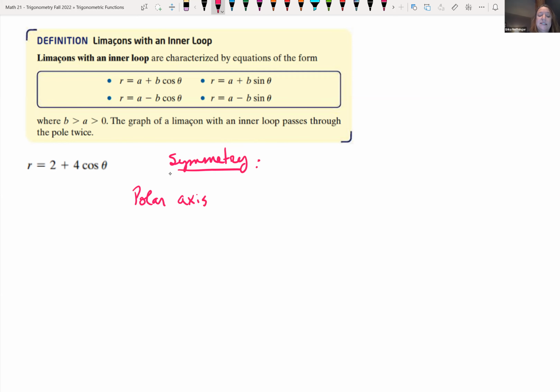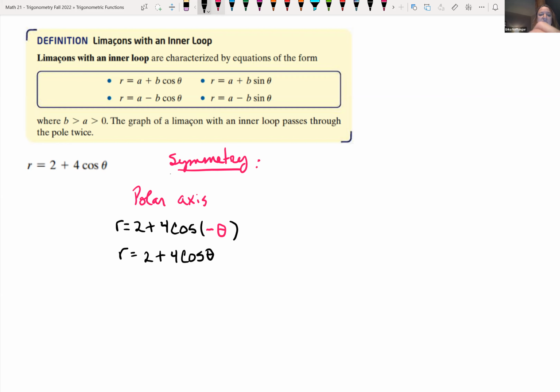So if we replace theta with negative theta and it remains unchanged, which I can see that it is, r is equal to 2 plus 4 cosine of negative theta. Since cosine is an even function, I know that cosine of negative theta is equal to cosine of theta. So rewriting this, I get r is equal to 2 plus 4 cosine theta. So it's symmetrical with the polar axis.